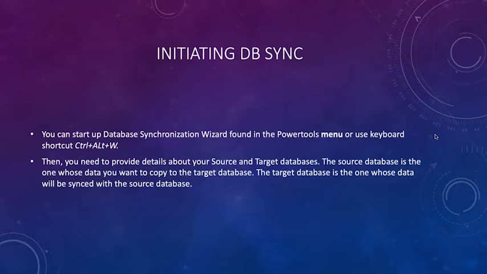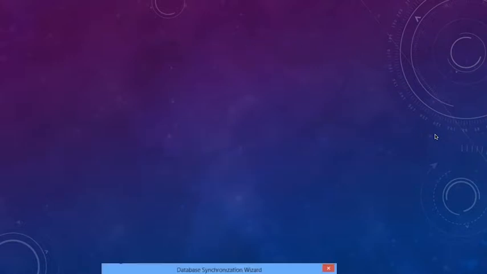As I mentioned before, there is a Power Tools menu from where you can initiate it, or you can press Control Alt W to initiate this synchronization wizard. You will need to provide details about your source and target databases. As I have mentioned in previous webinars as well, a source database is the one whose data you want to copy to the target database. The target database is the one that will be synced with the source database.